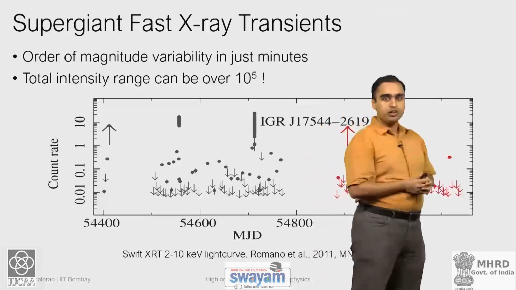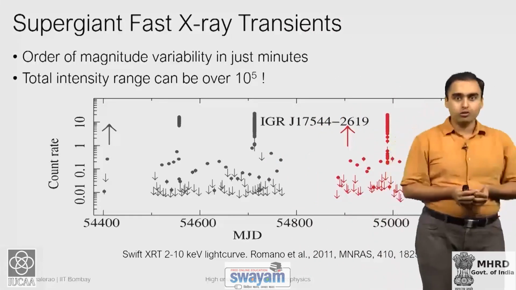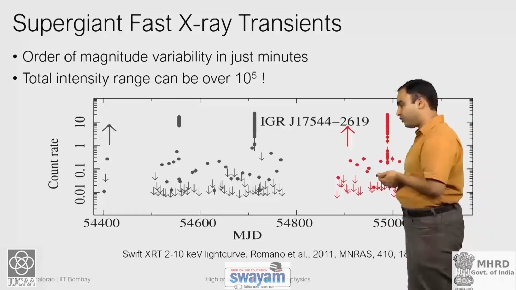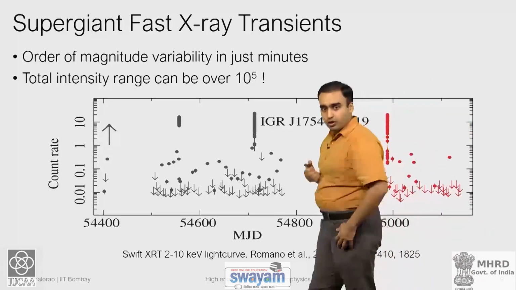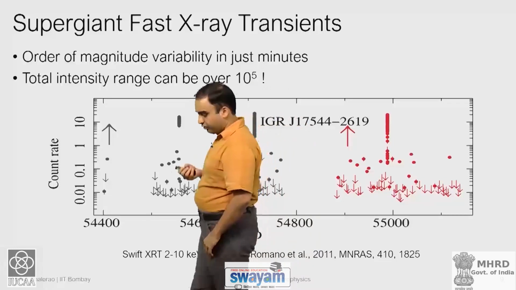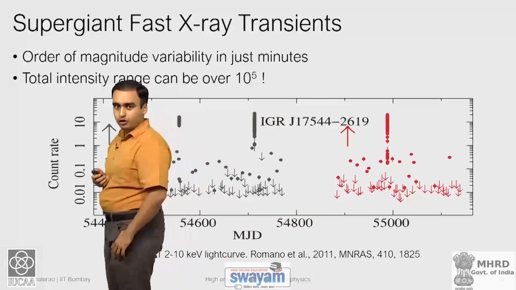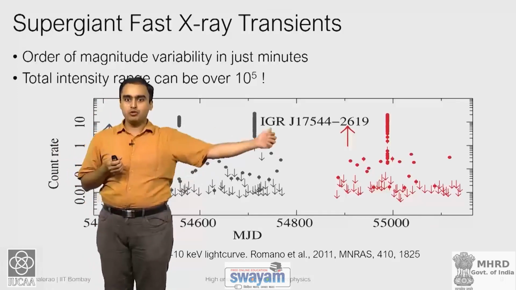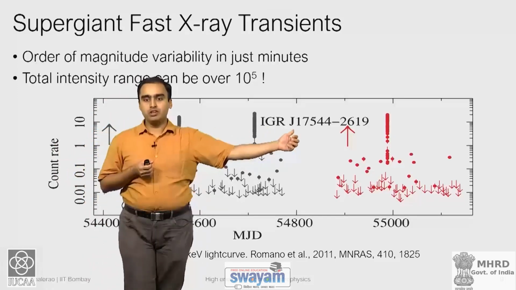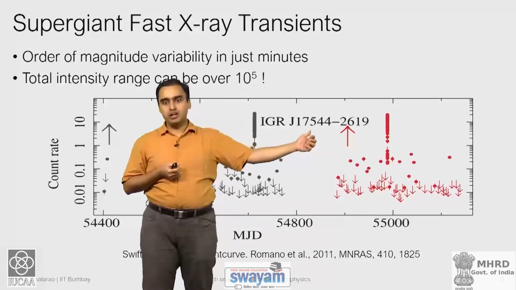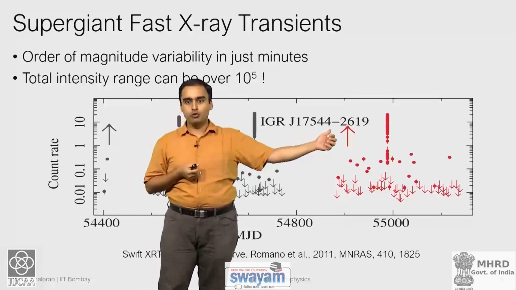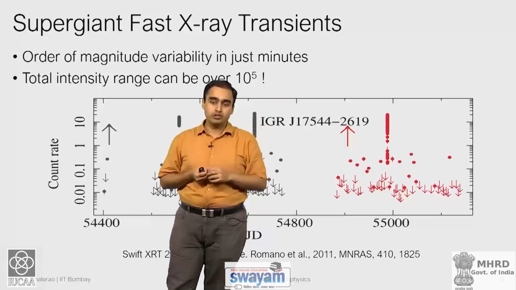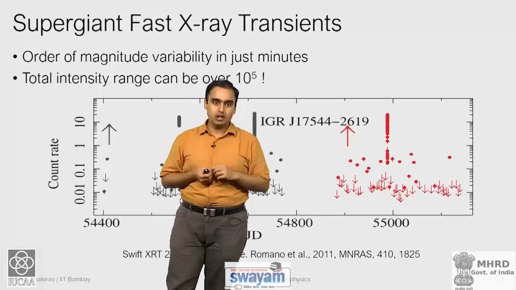Giving another example of extremely variable accretion on neutron stars, there is a class of binaries called supergiant fast X-ray transients, or SFXTs for short. So, what is plotted here is a soft X-ray light curve of a SFXT called IGR 17544-2619. So, this name which you see over here, 17544 is simply the right ascension, 17 hours 54.4 minutes, and 2619, minus 2619, is the declination of this object, minus 26 degrees 19 minutes.